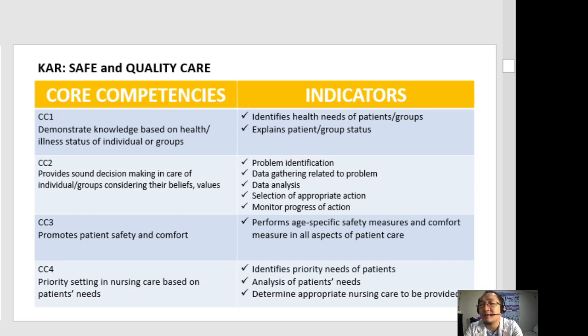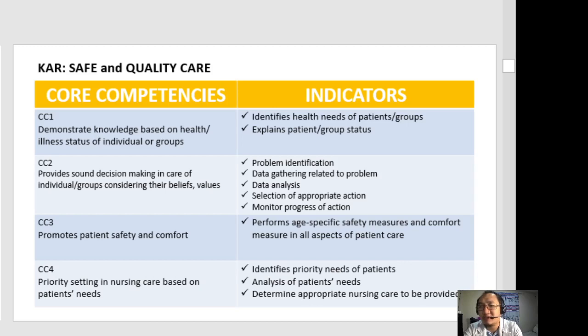Okay, so if you're able to explain, you're able to show mastery of the status of your clienteles, you are manifesting the indicators for core competency number one under safe and quality care, which is demonstration of knowledge of the client status.